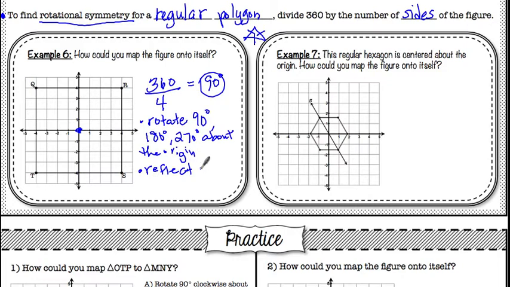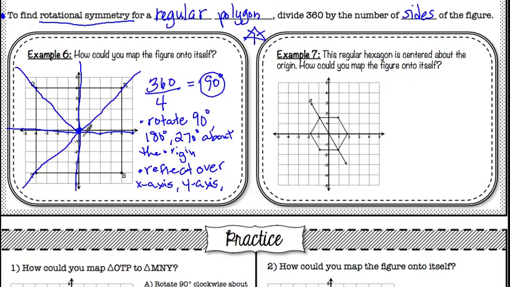We could reflect over the x-axis. That would cut this shape in half. The y-axis, okay? The y-axis, the x-axis would cut it in half. The line y equals x and the line y equals negative x are all lines of reflection. So those are my answers for how I could reflect the figure so that it mapped onto itself.